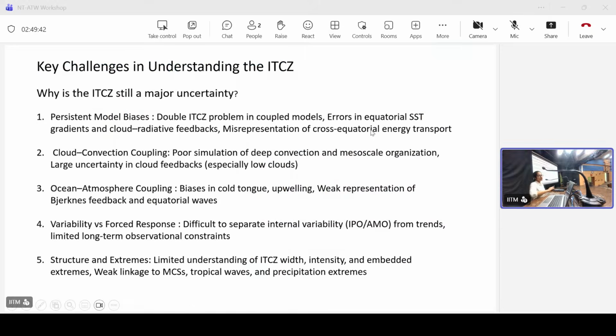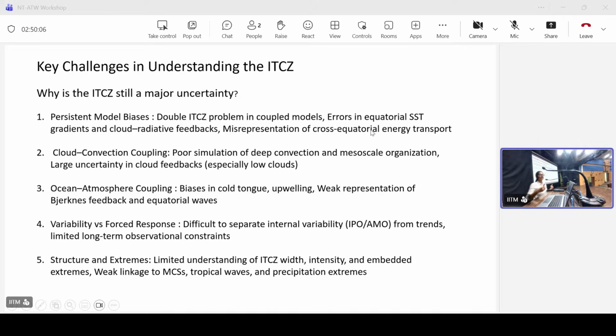The key challenges in understanding the ITCZ: the majority of the models fail to simulate the ITCZ properly, and we have persistent biases in the models. We have the double ITCZ. The SST gradients at the equator are wrong in the models. The radiative feedbacks and the cloud convection schemes are not properly represented.